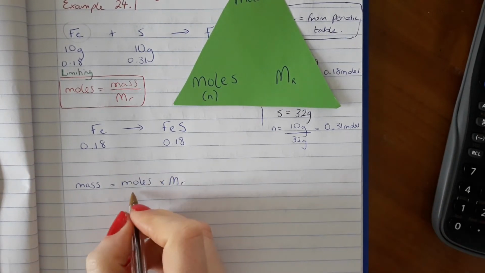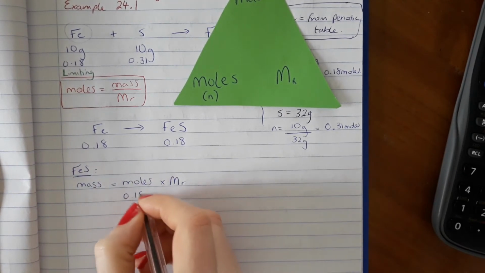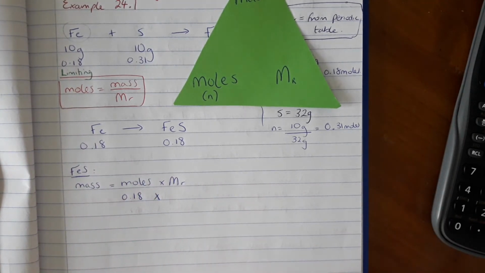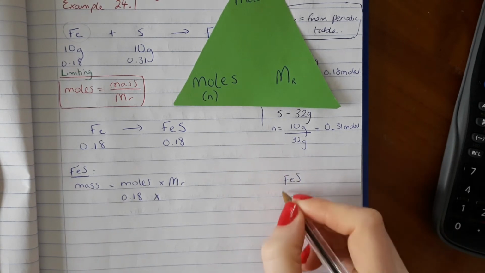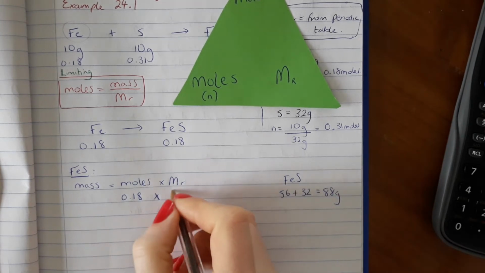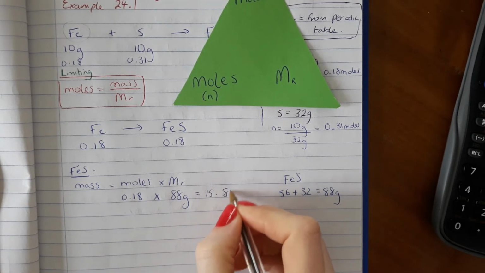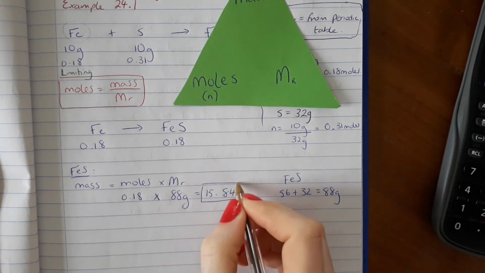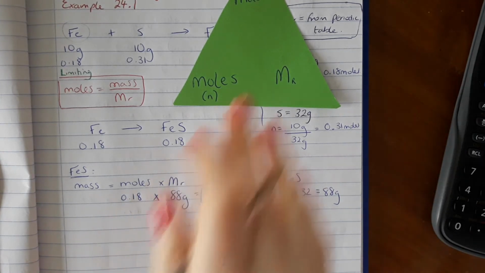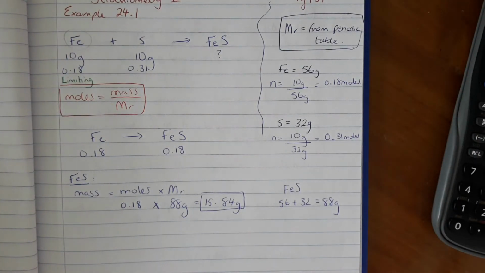So the number of moles of iron sulfide I have now produced is 0.18. The relative molecular mass from the periodic table of FeS is going to be 56 plus 32, which is 88 grams. So multiply that by 88 and you get 15.84 grams of iron sulfide potentially produced. Okay, so that is just the first question there, example 21.4 on page 451.